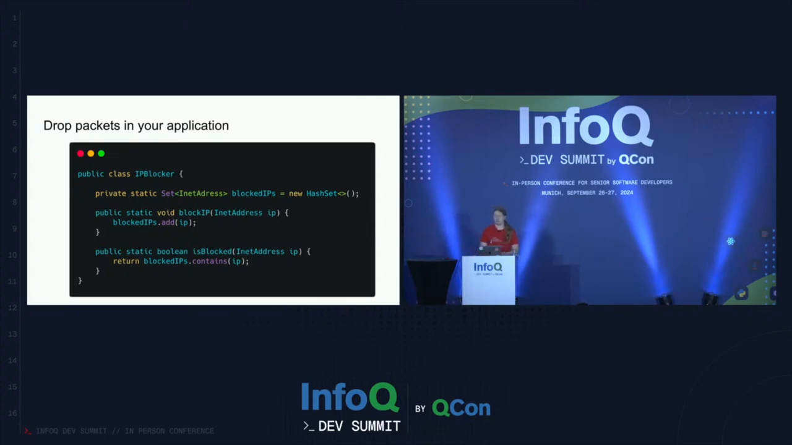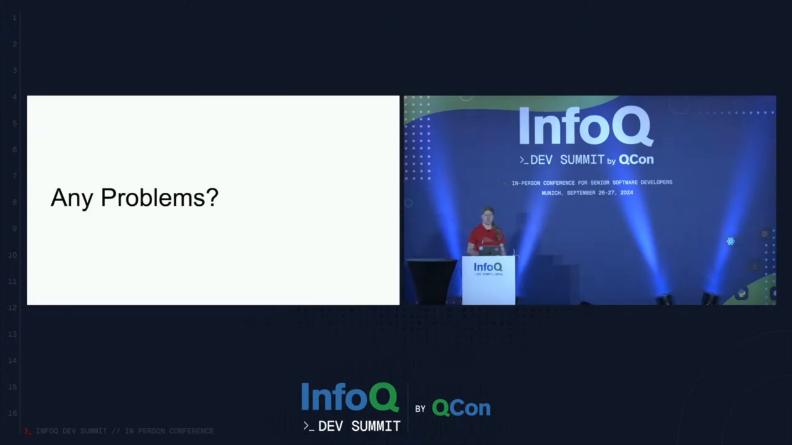So the simple thing you could do is have a set of blocked IP addresses, and every time a request comes in, for example, through your Spring Boot application, you just check, is this IP address in the list of blocked ones? If it is, then block it. If not, then pass it through. And that's quite simple, and that's quite nice.